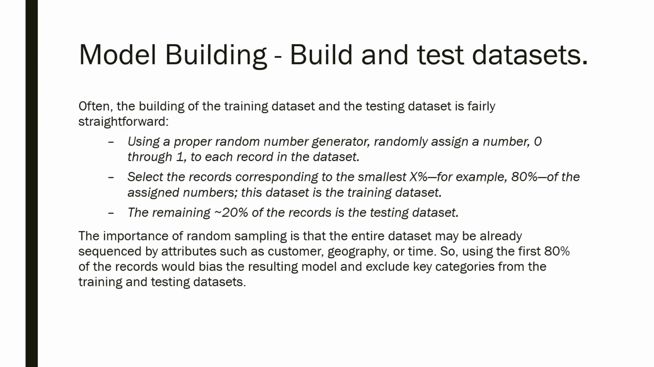The importance of random sampling is that the entire data set may already be sequentially ordered by attributes such as customers, geographical elements, and time. So using the first 80%, for instance, would be biased. You need to make sure you separate it in a random way. For instance, if we were doing something about postcodes, they'd all be in a certain order. So if you take the top 80%, you might find the bottom 20% has different digits. It wouldn't be appropriate to use a data set which is just from the start to 80%.